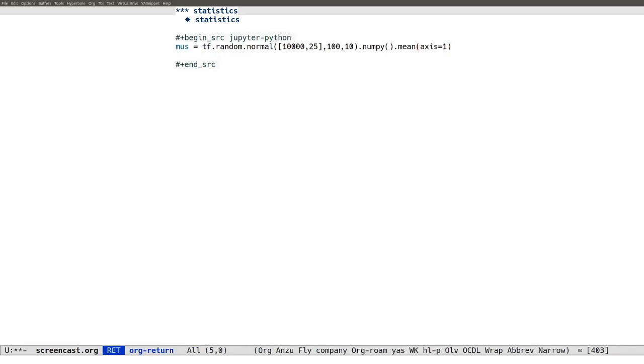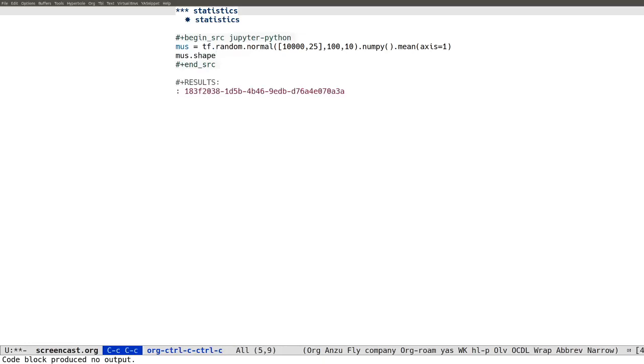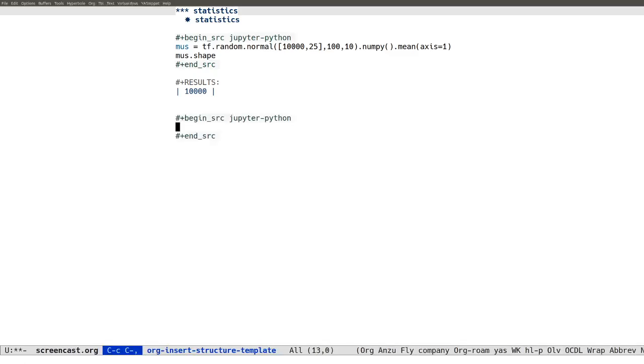So if you look at mus and you want to know what the shape is, it takes a while to get these 10,000 things done. You can see that mus has 10,000 values. So I have this experiment of drawing a sample of 25 units, and I do this 10,000 times.